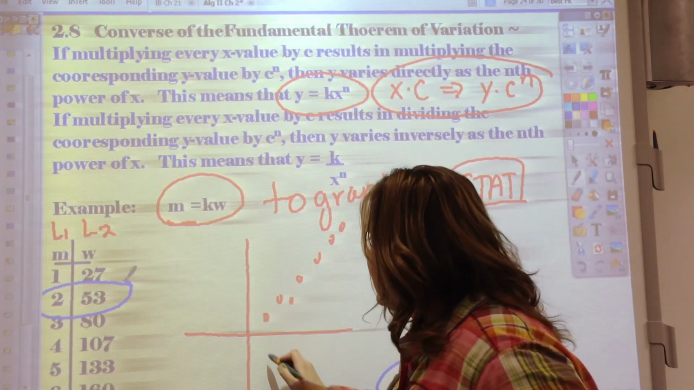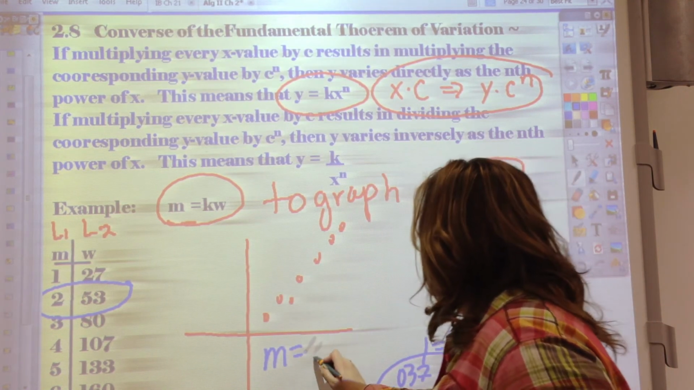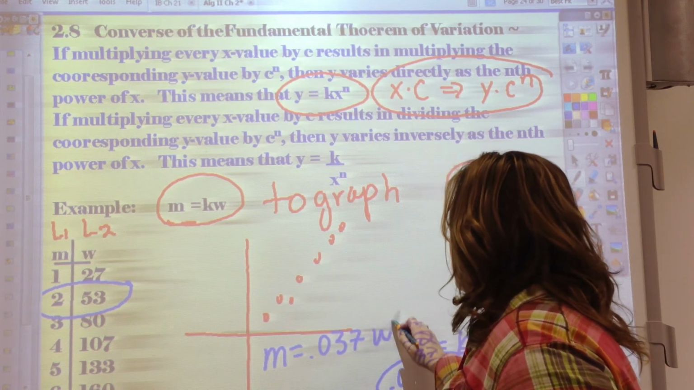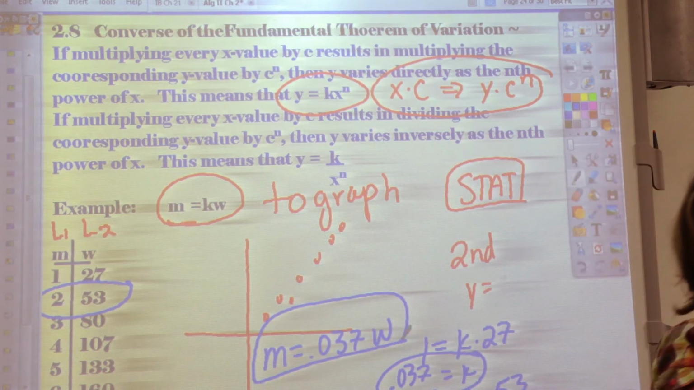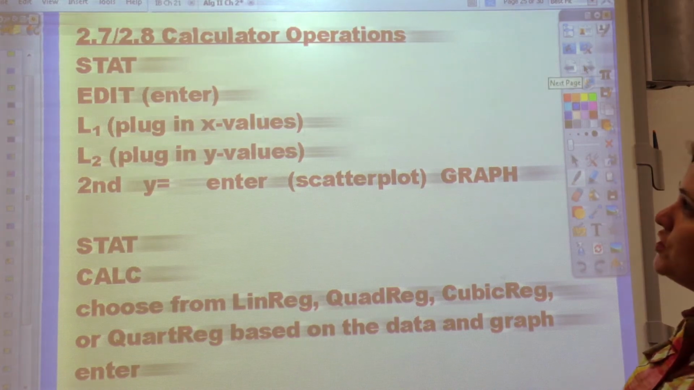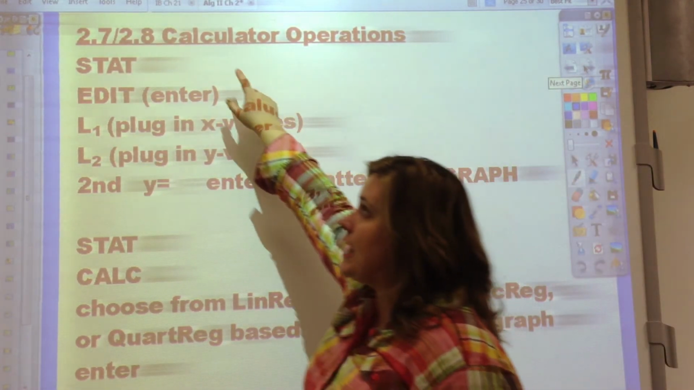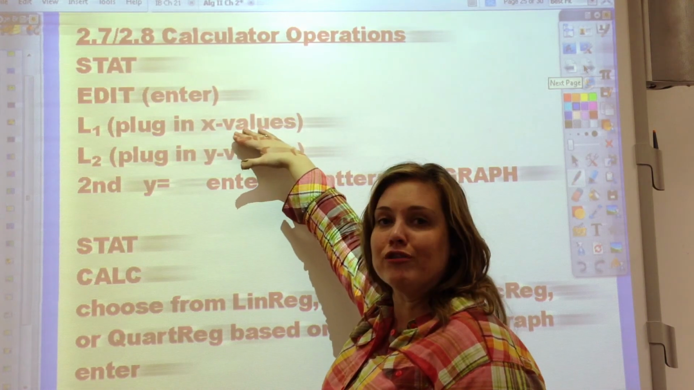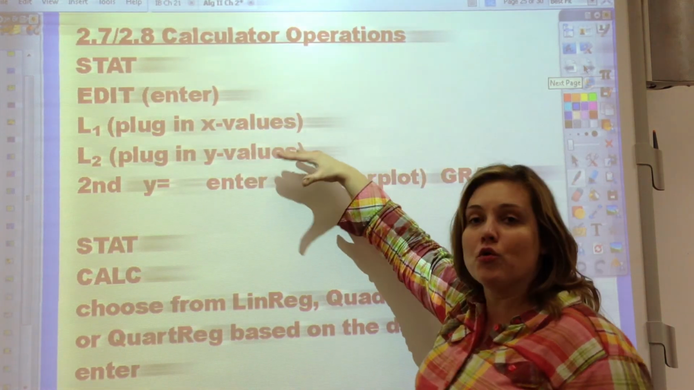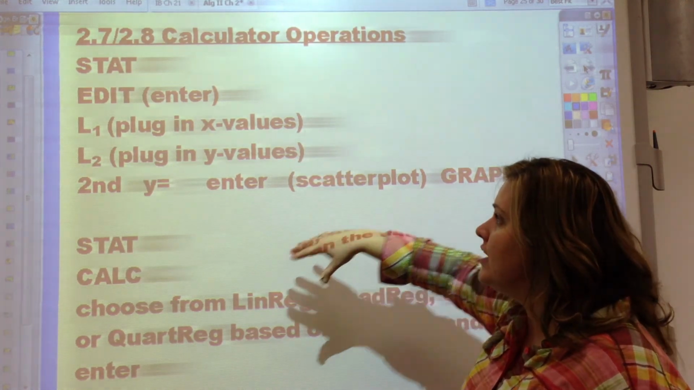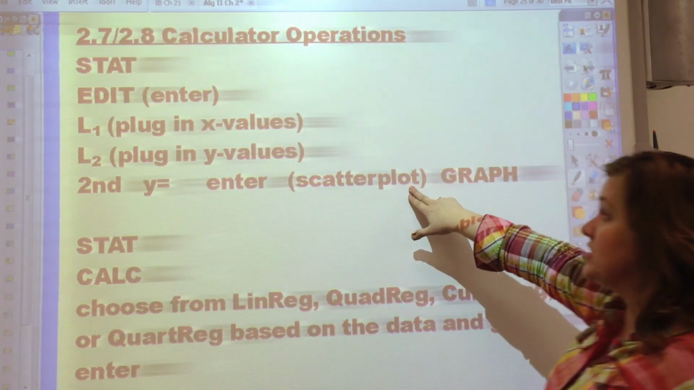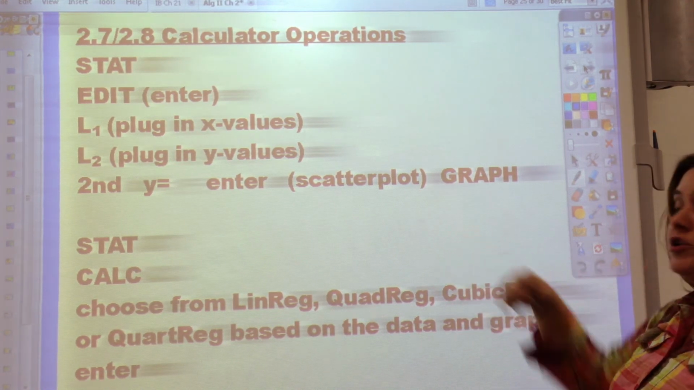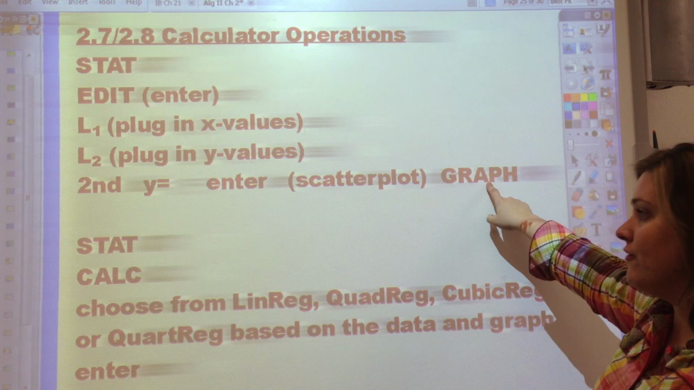And so we're going to plug in k, and now I can say m varies directly by 0.037 times w to the power of 1. Now, I know I went through that process of graphing with your list 1, list 2 pretty fast. So I'm going to go to the next slide. And this right here gives you the operations to graph. You're going to hit stat, hit enter, plug in your x or your independent values for list 1, plug in your y or your dependent values for list 2, and then this operation will get you to your scatter plot. You want to make sure it's turned on. Make sure your window matches your data, then hit graph.